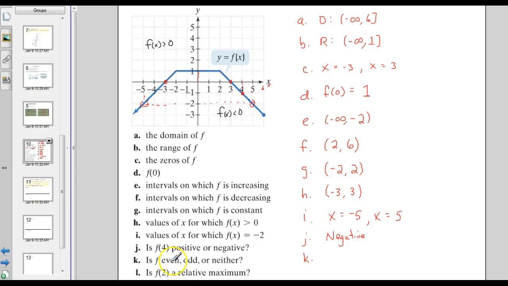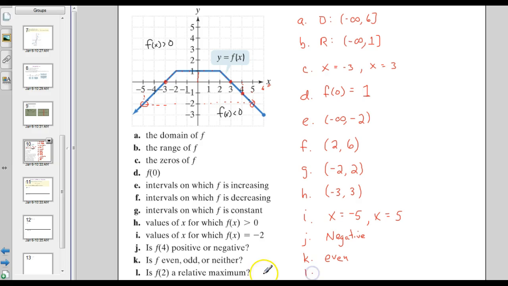Okay, is this function even, odd, or neither? This function has y-axis symmetry. If you look, it's a perfect mirror image. If I fold this over, I'm going to hit the graph on the right side. So this is an even function because of the y-axis symmetry.